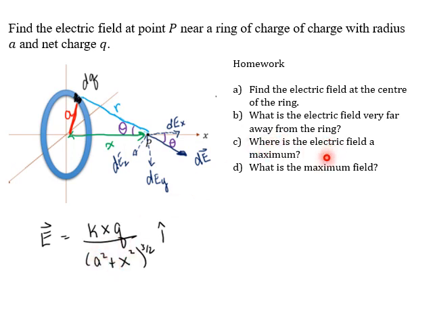Part C, where is the electric field a maximum? To do this part, what you would do is you would take the derivative of this expression with respect to x and set that equal to 0. That's how you find where a maximum is. So this derivative is equal to 0. Solve for x. That's the position where you get your maximum. And then D, what is the maximum field? After you find your value of x in part C, plug it into this equation and see what you get for your electric field. I'll post the answers and you can check against mine.